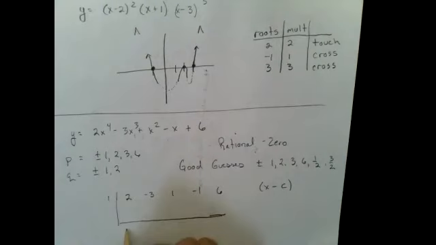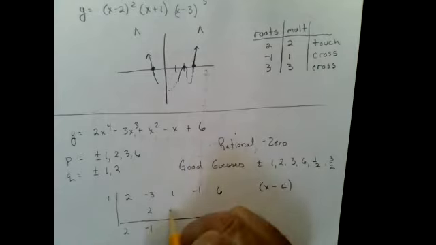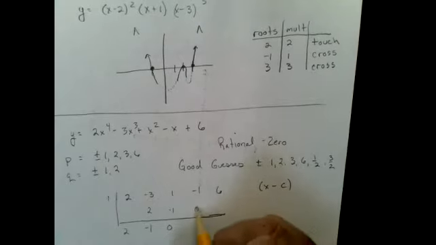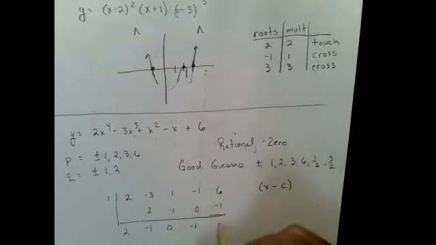Bring down the 2. Multiply by 1. Add. Then multiply by 1. Add. Nice. Then multiply by 1. Add. Then multiply by 1. Oh, 5. So that didn't work very well. I wanted that to be a 0.